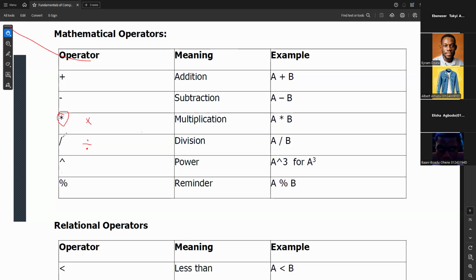So we use a /, which you can see on your screen. We use that for division. Then we use the caret symbol, which you can also see on your keyboard. We use the caret symbol for power. So if you want to say A raised to the power 3, this is how you write it: A caret 3.